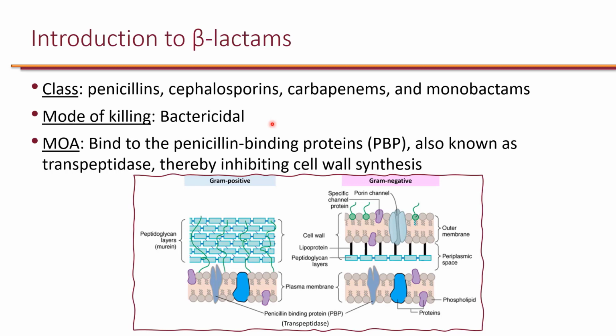Now, the first beta-lactams are penicillins, so these enzymes were named after the first beta-lactams, so they are called penicillin binding protein, but they are also known as transpeptidase. And transpeptidase is an important part of cell wall synthesis. So by inhibiting penicillin binding protein or transpeptidase, beta-lactams inhibit cell wall synthesis.